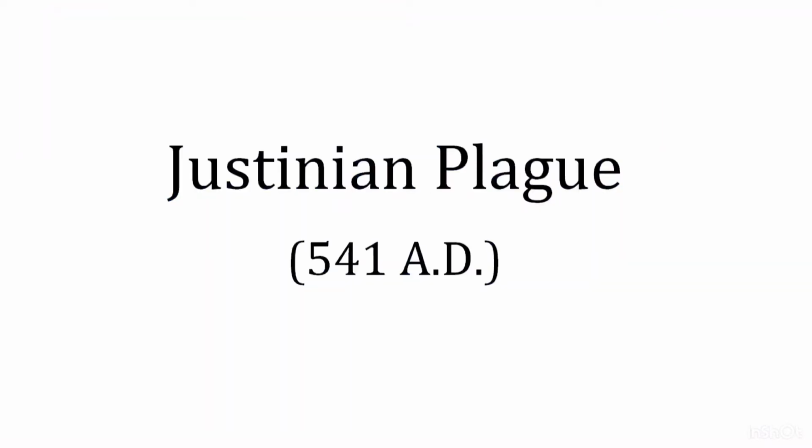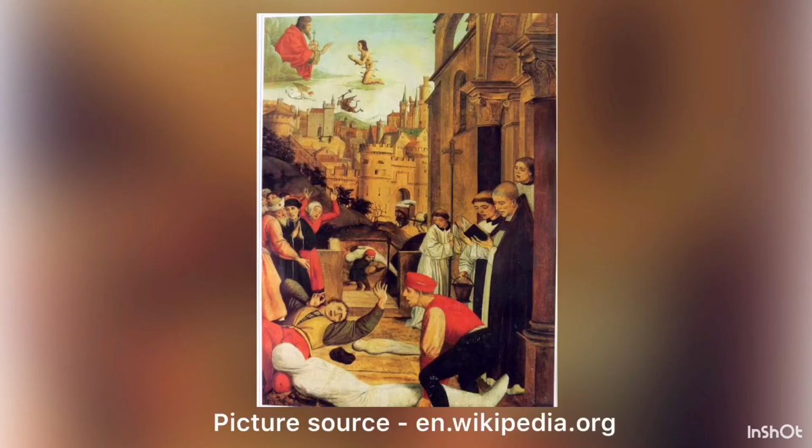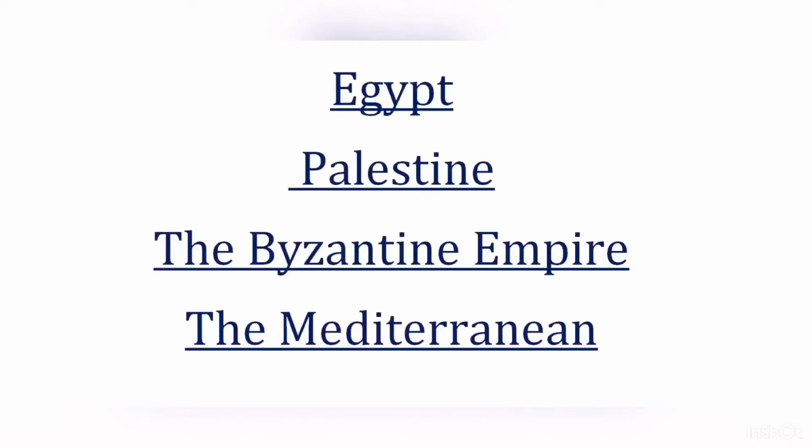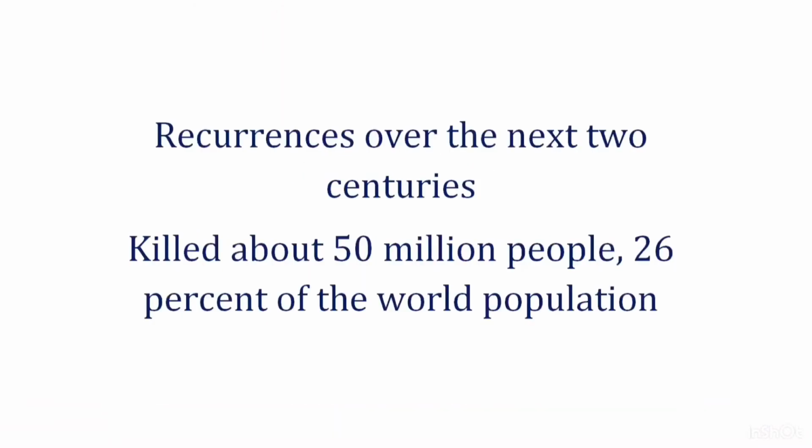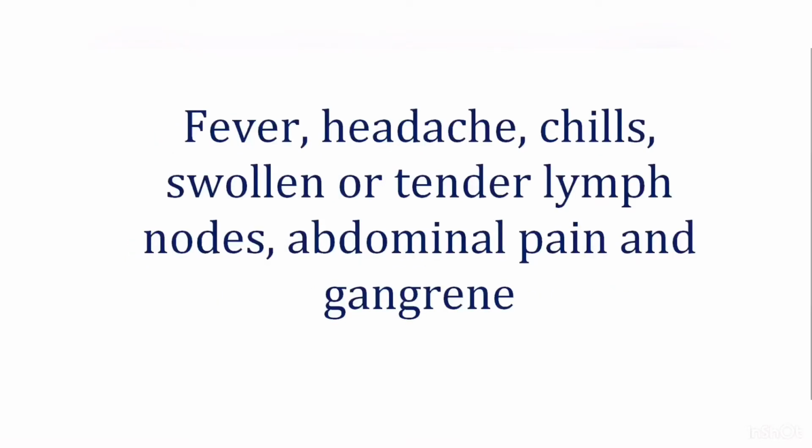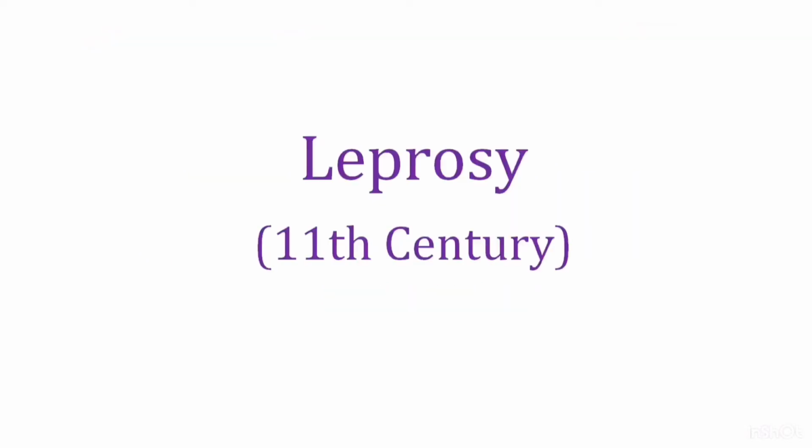The next one is the Justinian Plague. It first appeared in Egypt. The Justinian Plague spread through Palestine and the Byzantine Empire and then throughout the Mediterranean. It killed about 50 million people, 26% of the world population. These were the symptoms.